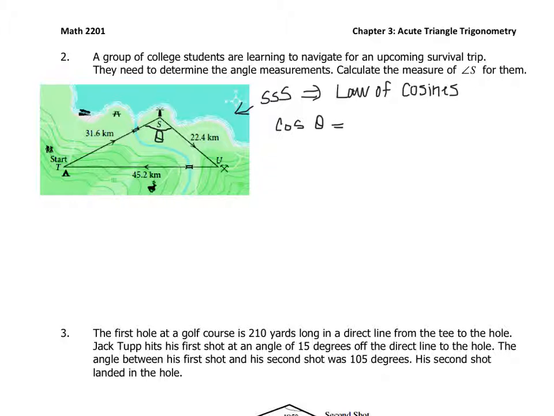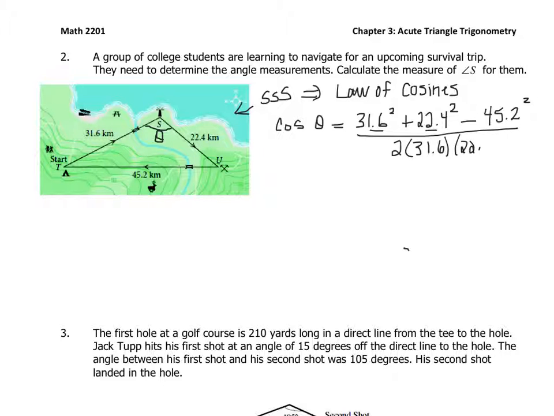So cos of theta equals 31.6 squared plus 22.4 squared, the two sides that we know that are around the angle that we're looking for, and you always subtract the side across from the angle squared. And then it's always 2 times whatever these two are here, this one and this one. So 31.6 times 22.4.